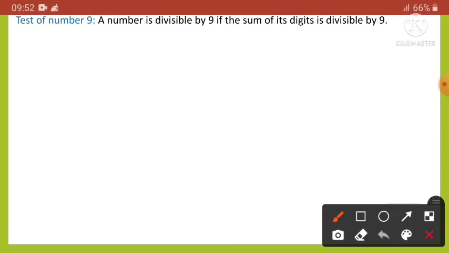So that means we have 2 rules to test the divisibility of the number 8. One, if the number is formed by 2 digits, that means if we have a 2-digit number, then we have to check whether this number is divisible by 2 and 4 both or not. If the number is divisible by 2 and 4 both, then we can say this number is divisible by 8.